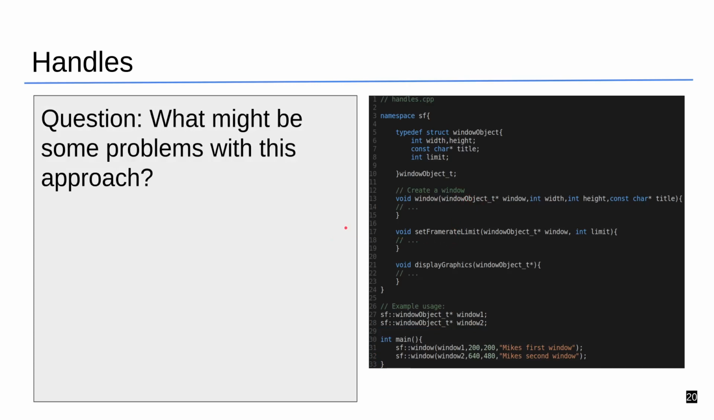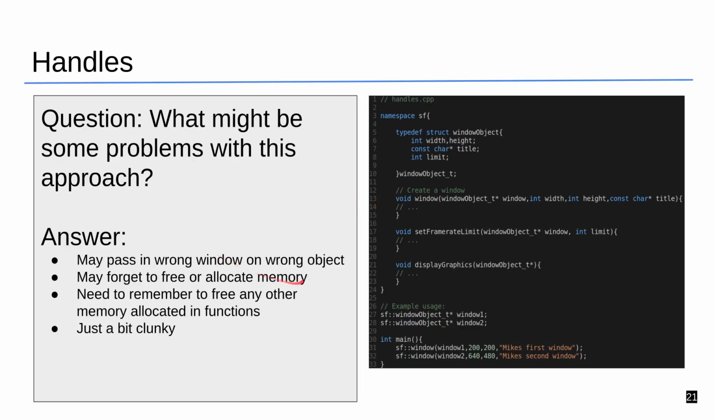Question though for the audience, and again you can pause the video and think about this: what might be some problems with this approach? If you're joining back with us, some problems are, well, the interface here is a little bit tricky for the user. You as a developer have to remember which window you're working on. So you could pass in the wrong window or wrong object here, maybe something that's not even a window, but just some address that happens to fit here. So that could be a problem.